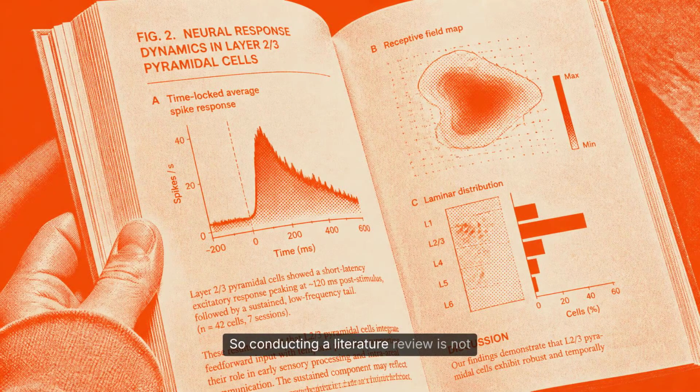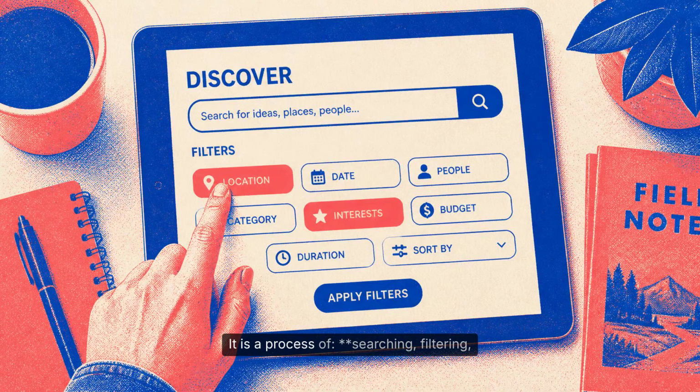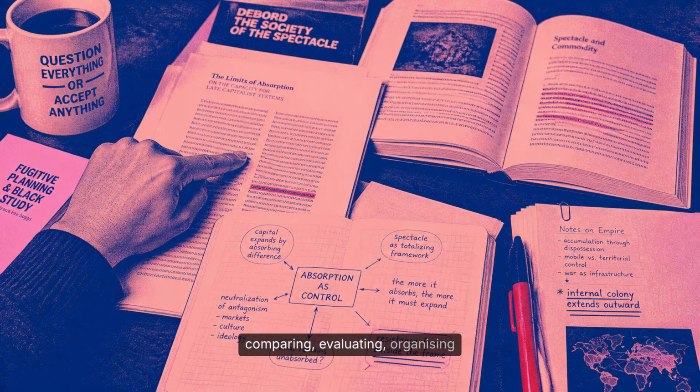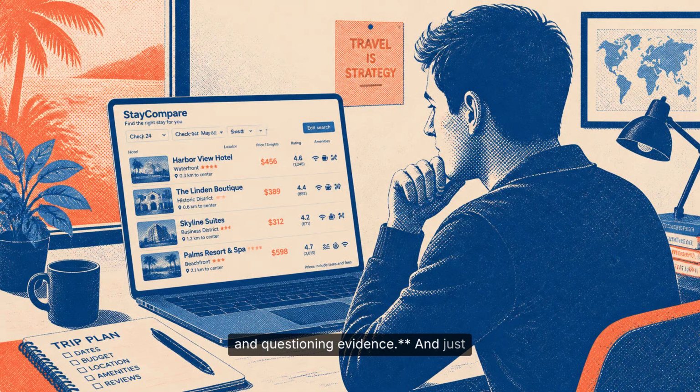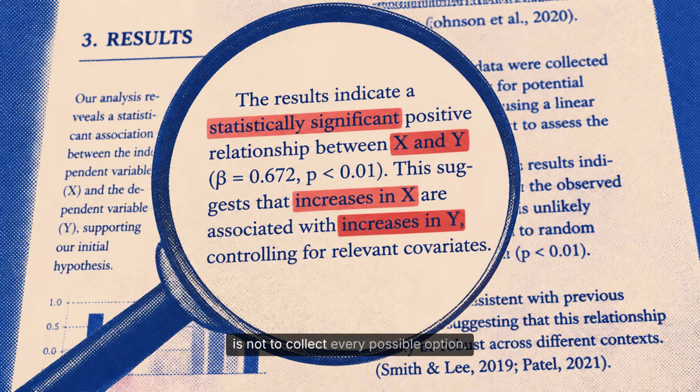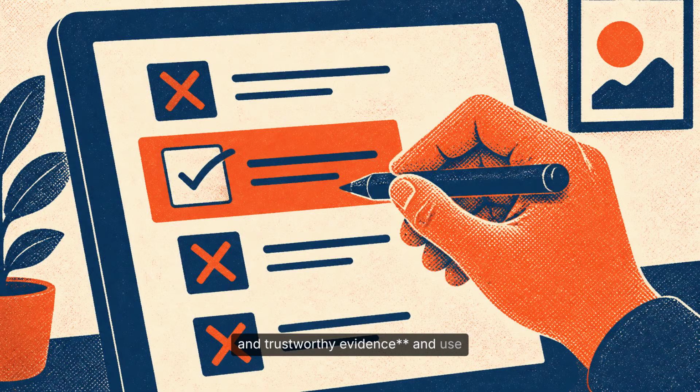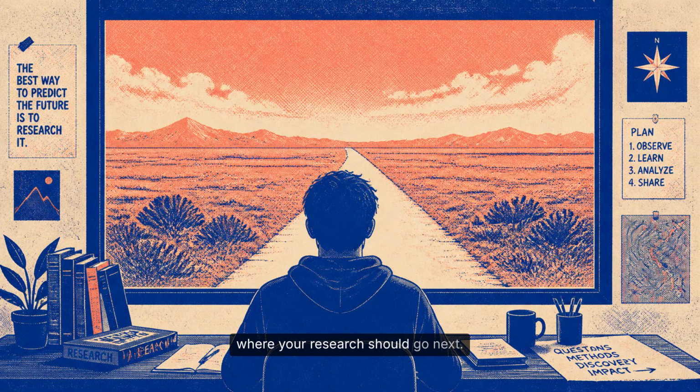So, conducting a literature review is not simply about collecting lots of articles. It is a process of searching, filtering, comparing, evaluating, organising, and questioning evidence. And just like choosing the right hotel, the aim is not to collect every possible option. It is to identify the most relevant and trustworthy evidence and use it to make a well-informed decision about where your research should go next.